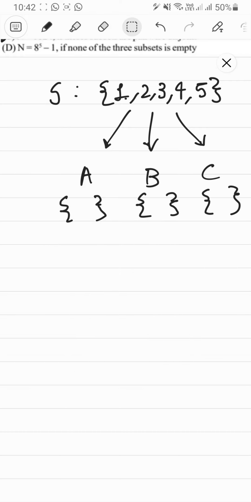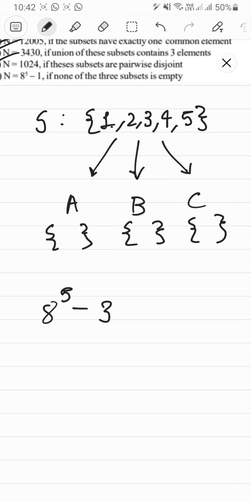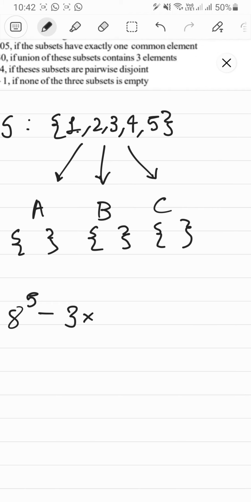So 8 power 5 ways of actually making all of these subsets, but for the cases where at least one of these is empty, what's the number of ways that could happen? So 8 power 5 minus 3, why 3? Because you want to choose one of them which will be empty, so it's basically just inclusion exclusion, right? So if one of them is guaranteed to be empty, that's what we are doing, then the other two can be filled in how many ways?